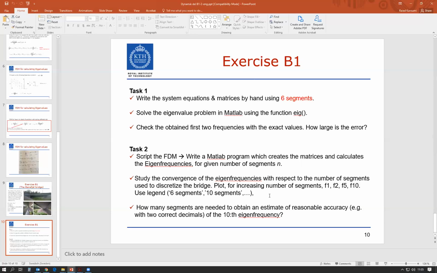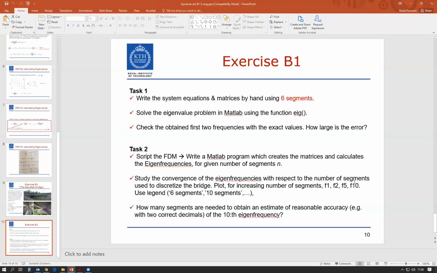Okay, so you see that the frequency is changing. If you look at F1, it's changing as you increase the number of segments from 5 to 10, but probably from 10 to 15 to 20 to 30, it will stabilize and it will not change. But you will see that the higher the frequency order, frequency number 10 will probably need more segments to converge.